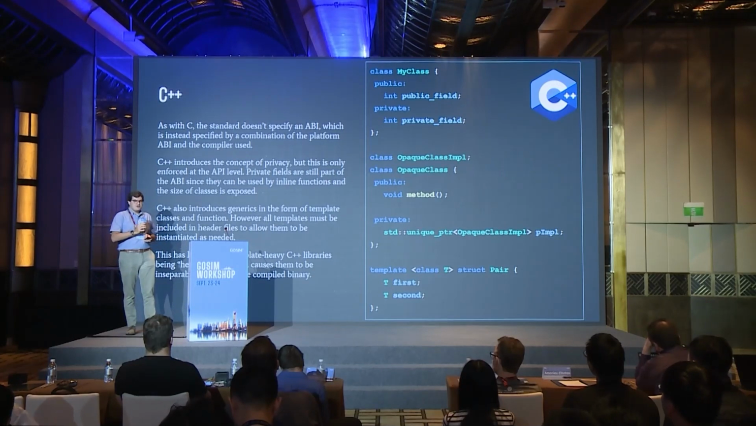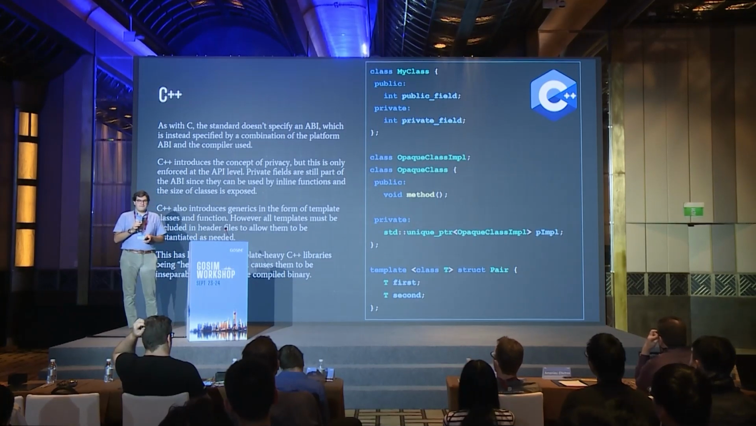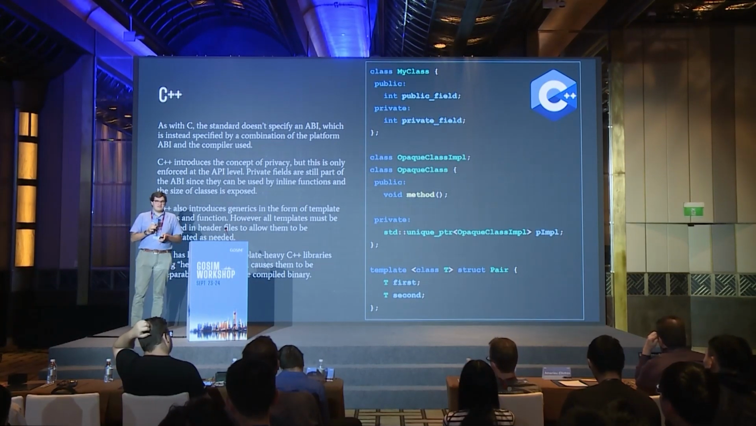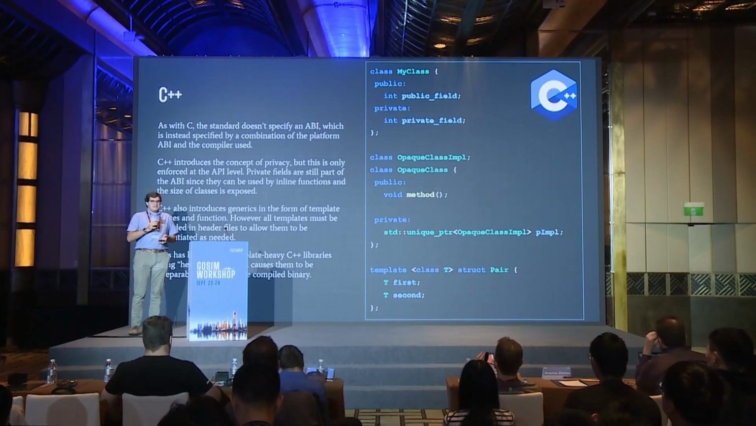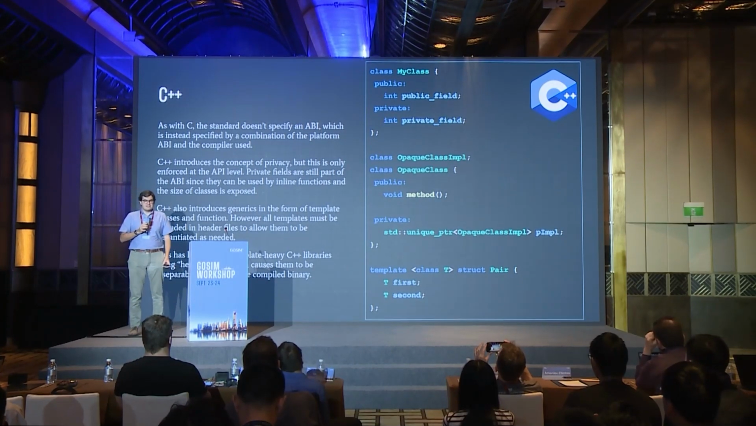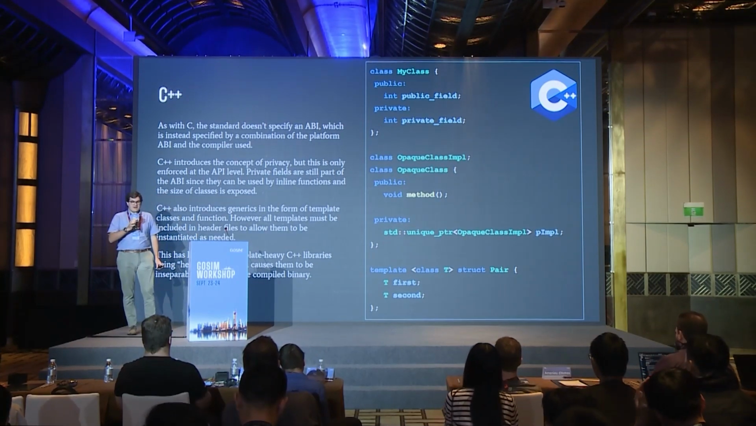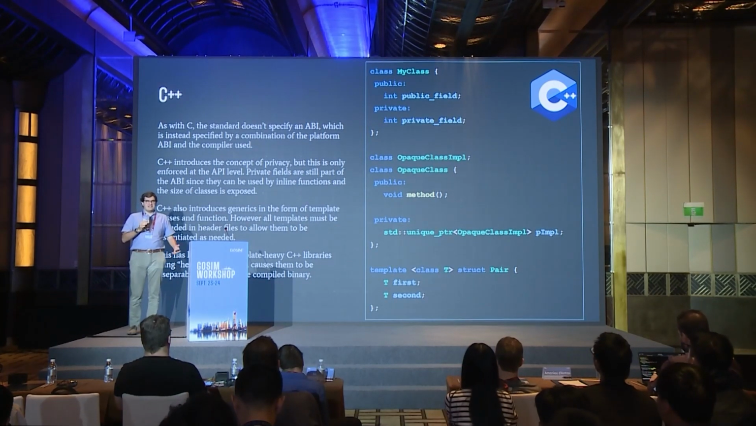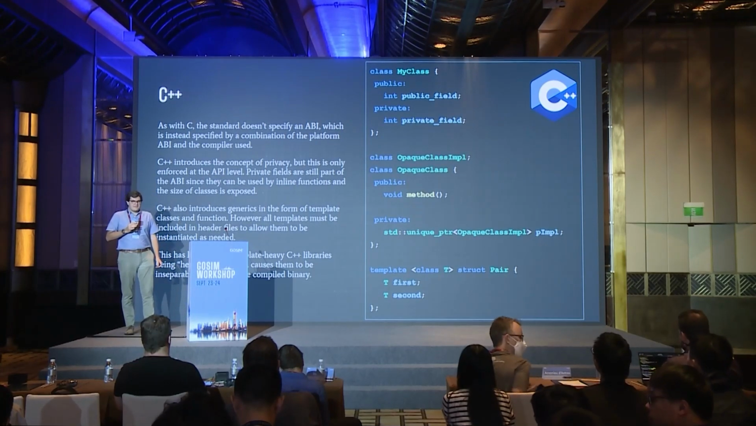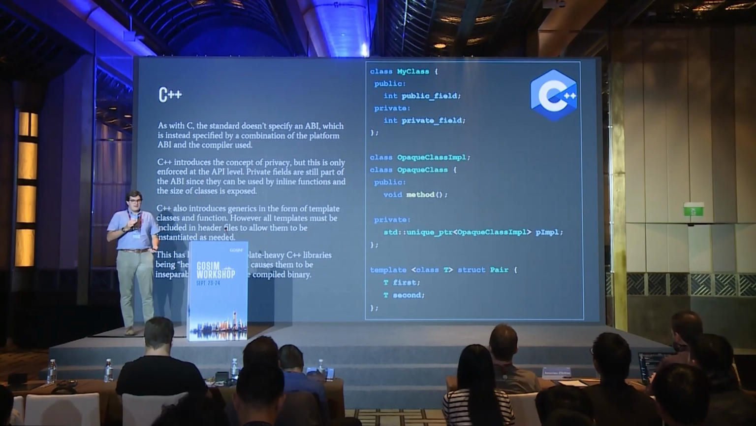So C++ does introduce the concept of privacy. You can declare a class in a header file with public fields that can be accessed from outside and private fields. However, this kind of privacy only works at the source code level, at the API level. If you actually define such a class in a header file, the size of the class is still exposed and its field layout is still exposed. And therefore, its layout becomes part of the ABI, even though part of this is private.